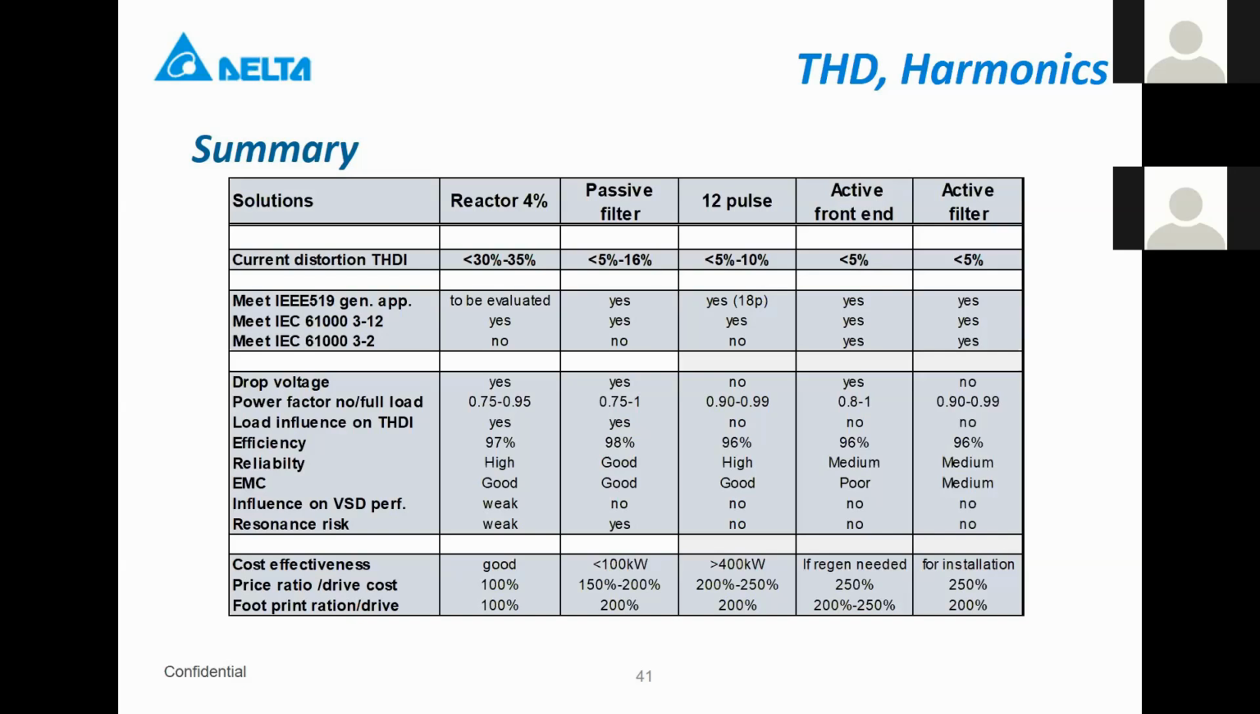And the last one is an active filter. Of course, you can go lower than THCI than 5%, but it is normally used not for one drive. It can be, but then it's very expensive. But normally it's used for a complete installation at the incoming of the main supply.